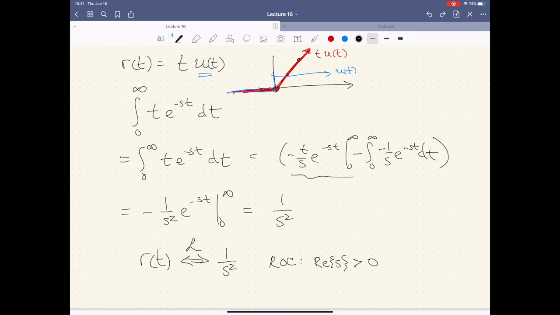Well, what happens if we take the derivative of r(t)? Looking at our graph, the derivative of r(t) is 0 all the way through here, and then it has a constant slope of 1 after that point. So the derivative of r(t) is just equal to u(t).